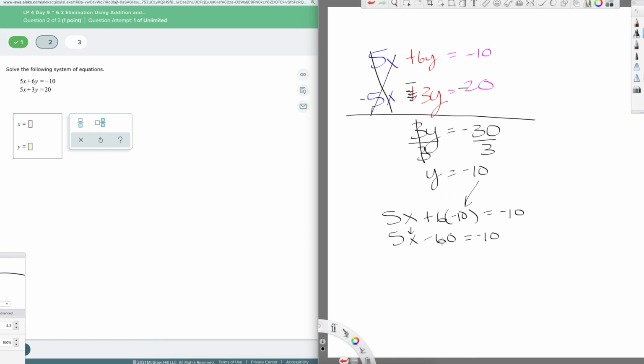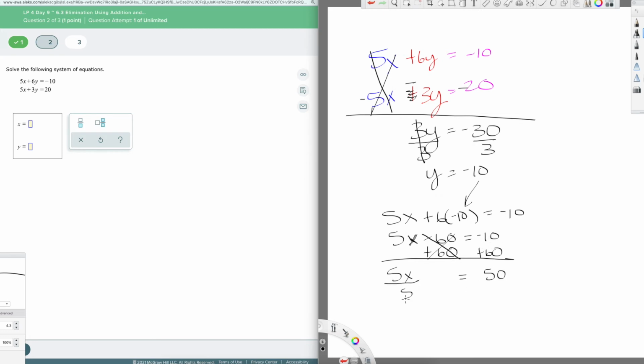I want to get it all by itself. So x is being multiplied by 5, and it has -60, or subtracted by 60. So I want to do addition or subtraction first. The opposite of subtraction is addition. So I'm going to add 60 to both sides. And again, this is kind of another idea of elimination. It's -60 plus 60, they cancel out. They eliminate. They go down to 0. -10 plus 60, they're opposites, so I'm going to subtract. I have more positive than negative, so it's going to be +50.